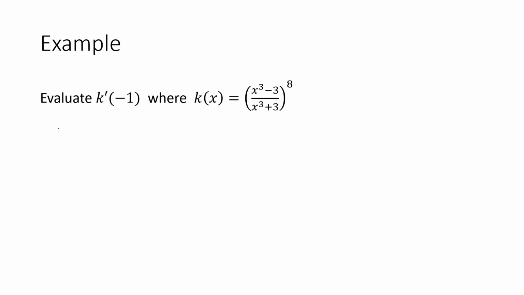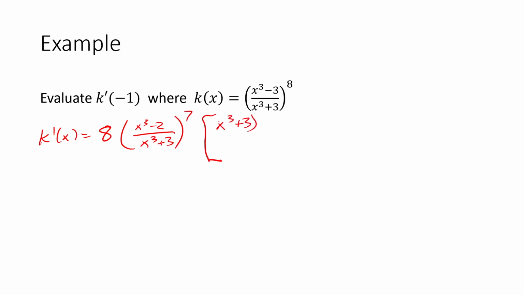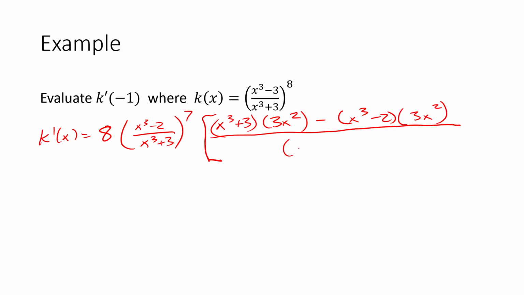And for our last question here, we'll do the chain rule. We'll say k prime at x is equal to 8 times x cubed minus 2 times x cubed plus 3 quantity to the 7. We've dealt with the outer function. Now let's deal with the inner function, and we'll need to use the quotient rule for that. We'll say low d high minus high d low over low low.